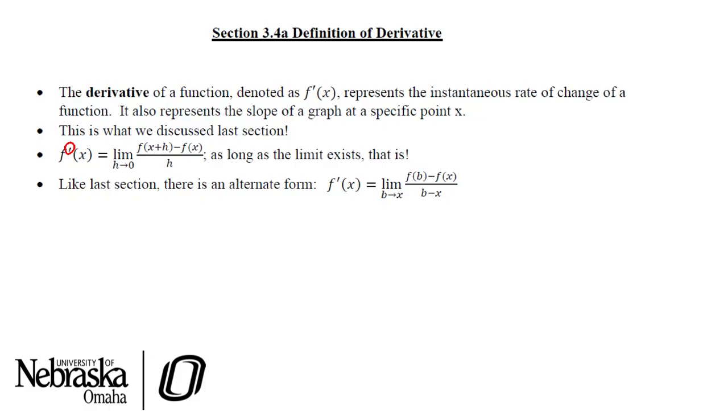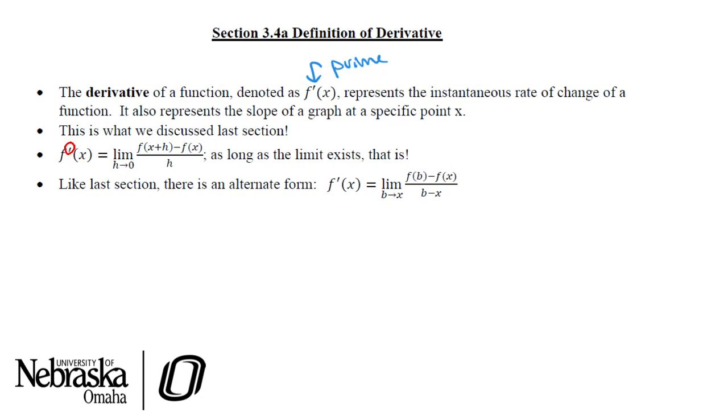It says the derivative of a function, denoted f prime of x, represents the instantaneous rate of change of the function. So the same thing we evaluated in section 3.3 is also the derivative. It also represents the slope of a graph at a specific point x. So the instantaneous rate of change, the same thing as the slope at a specific point, is the derivative of a function.